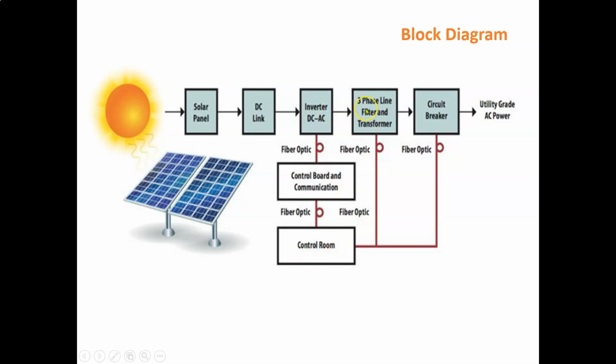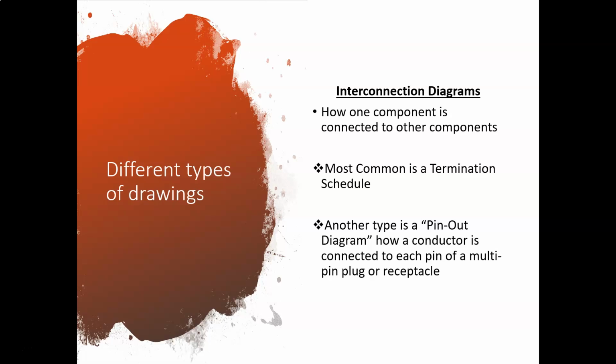Then we got the inverter feeding into the 3-phase line filter and a transformer. Right, and then through fiber optics is also going to be controlled from the control room, and then your circuit breakers, right? And then hook it up to the utility AC power, right? So again, very, very simple. Just shows you the relative interconnection of devices.